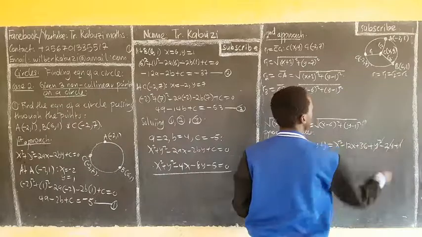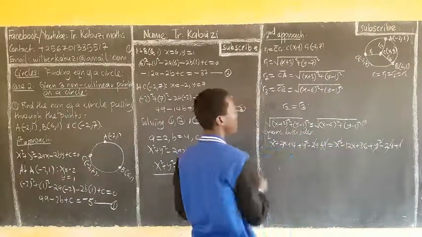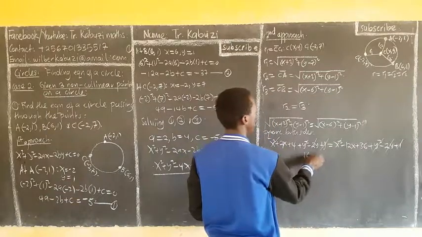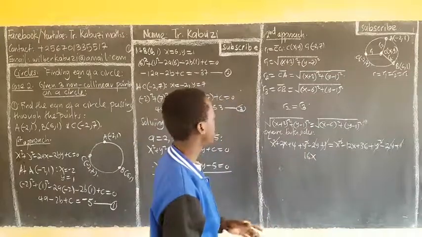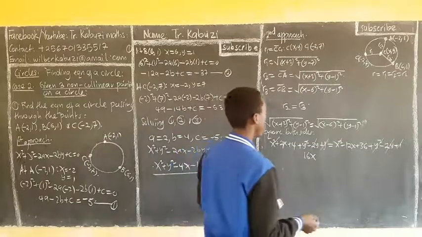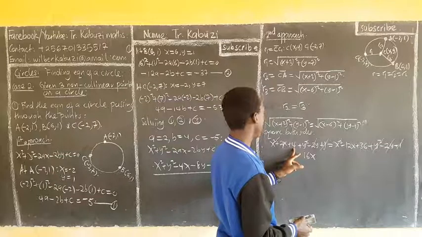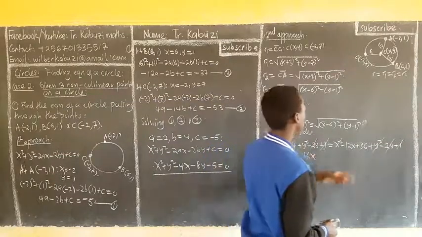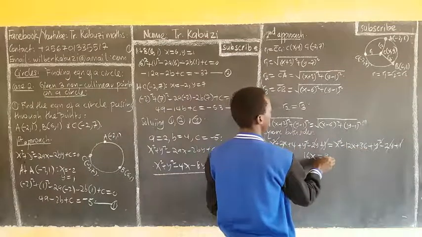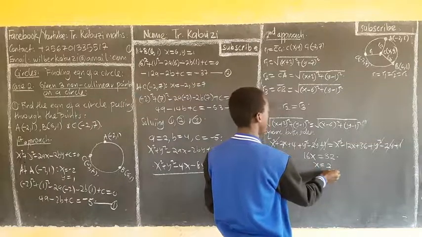You see this and this? They are cancelling with this. Then you see this? It's cancelling with this. When I bring this side, I have 16x. The y terms cancel, so I have 16x equaling 2. This is already a 4. When I take it to the other side, I'll be subtracting, so it will be 36 minus 4, which is 32. So my x is going to be 2.